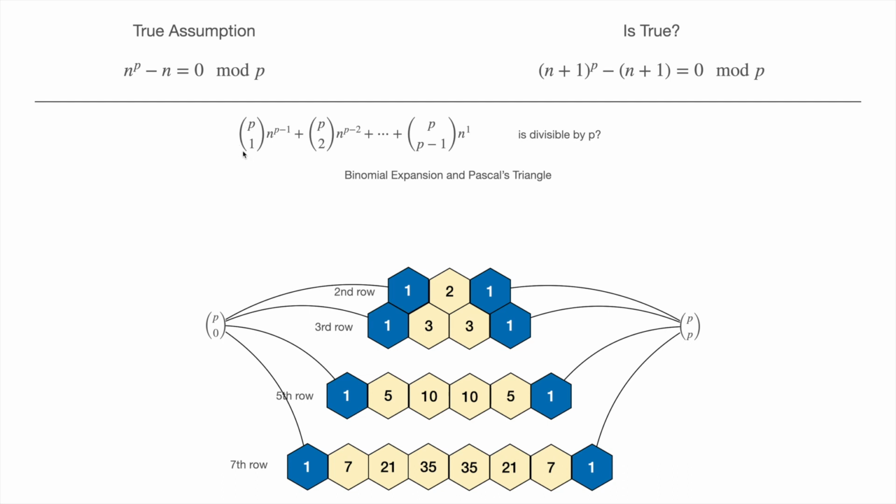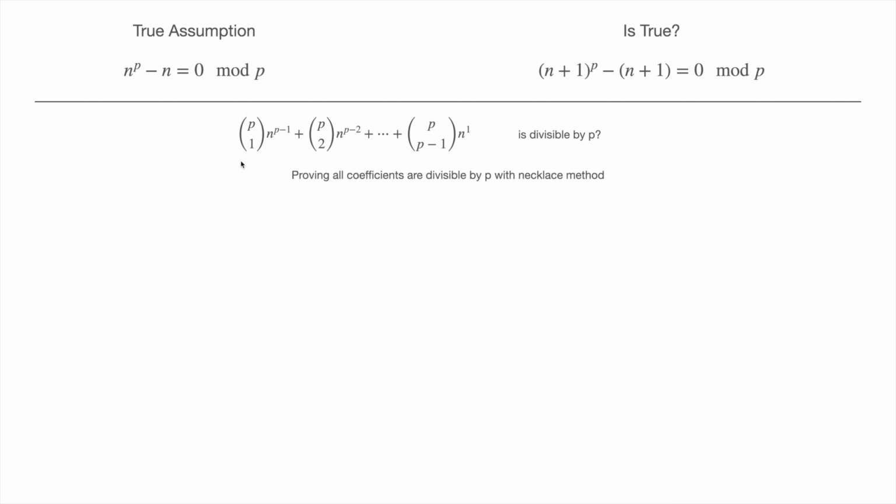That's why all these combination coefficients are going to be highlighted with yellow boxes. Please notice that if p is equal to 7, then yellow boxes are numbers that are divisible by 7. Similarly, if p is equal to 5, thereafter yellow boxes are divisible by 5. If p is equal to 3, yellow boxes are divisible by 3. So all these combination coefficients should be divisible by p according to Pascal's triangle. But could it be a line not satisfying this pattern? Because this is not a proof. We can prove that all these combination coefficients are divisible by p with the necklace method.